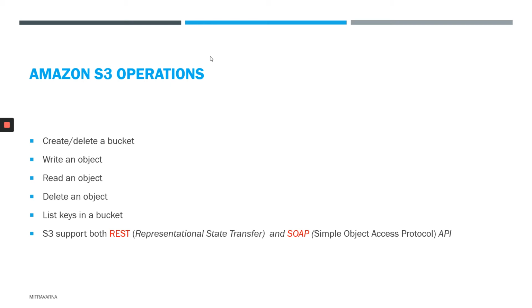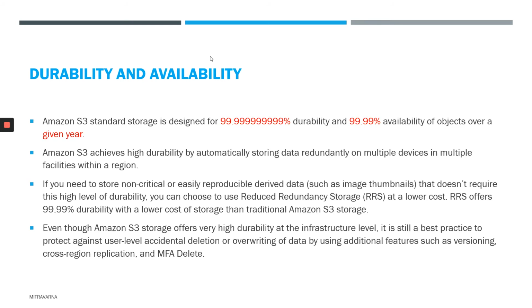S3 supports both REST, representational state transfer, and SOAP, simple object access protocol, APIs. But SOAP is the older, traditional one, and REST is the more advanced one. So when you plan to store something on the internet, it is recommended to use the REST API calls. It is recommended actually.